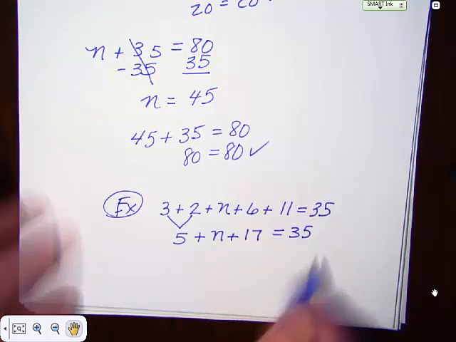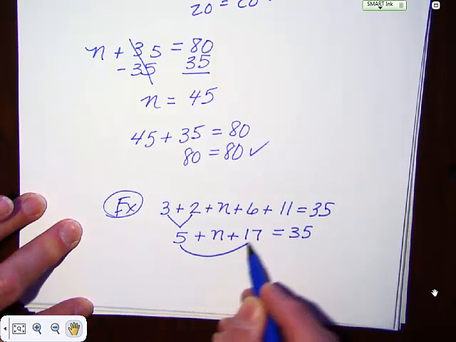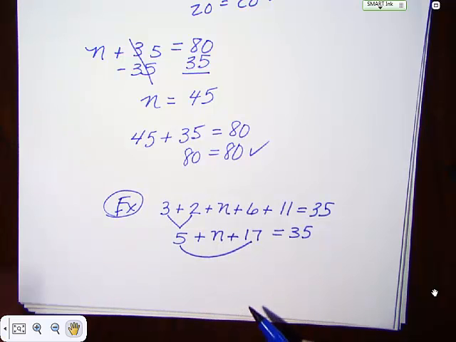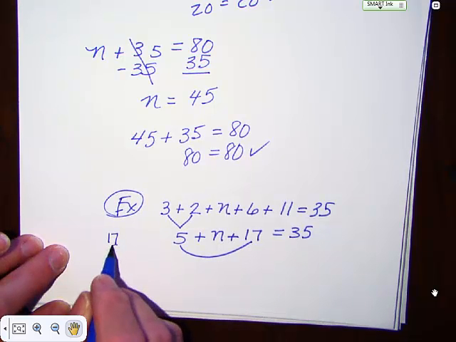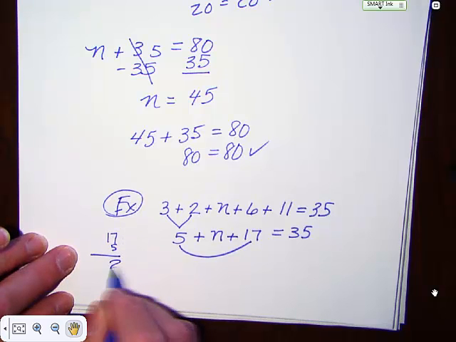Now, we're still not quite there yet because I think it would be smart to get these two together. And 17 plus 5, well, let's add it up over here. 5 and 7, 10, 11, 12.